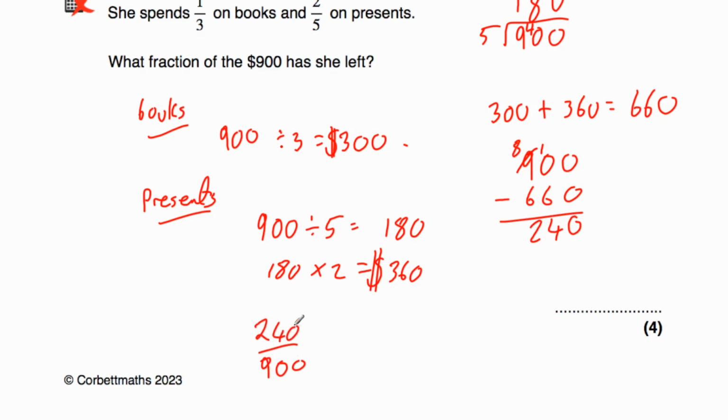Now let's cancel this down. These numbers are both divisible by 10, so dividing both the numerator and denominator by 10 would give us 24 90ths. These two numbers are both even, so let's divide by 2. That'll be 12 45ths. 12 and 45, they're both divisible by 3, so let's divide both of those by 3. 12 divided by 3 is 4, and 45 divided by 3 would be 15, and that's 4/15, and that can't be cancelled down any further, so the answer is 4/15, and that's it. So what fraction of the money did she have left? The answer is 4/15. Okay, let's have a look at our next question.